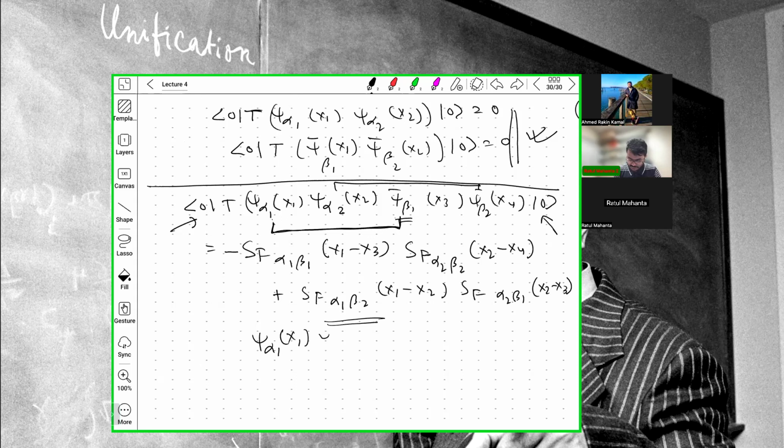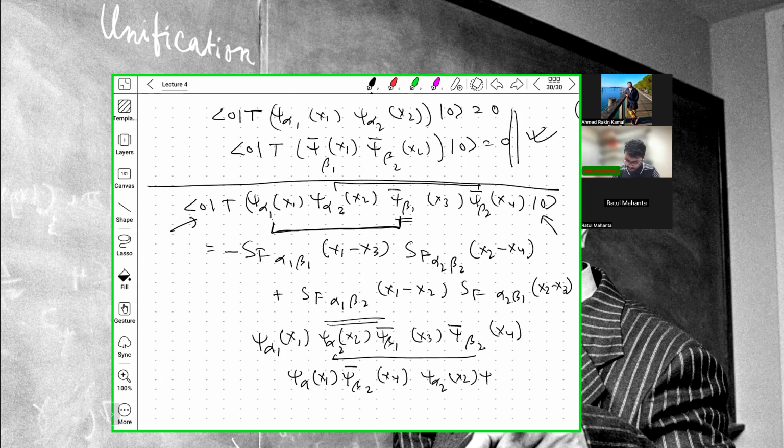Psi alpha 2 (x2), psi beta 1 (x3), psi bar beta 2 (x4), but psi alpha 1 (x1) will bring this to the front, next to each other, and then psi alpha 2 (x2), psi bar beta 1 (x3), but this comes with a plus sign because you have to change twice. Yeah. So this is the version of Wick's theorem.